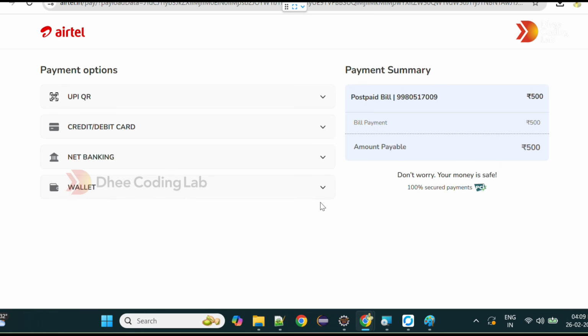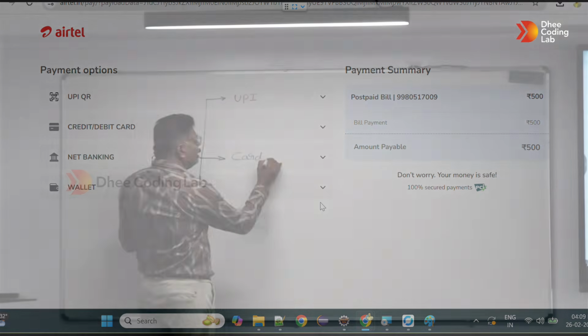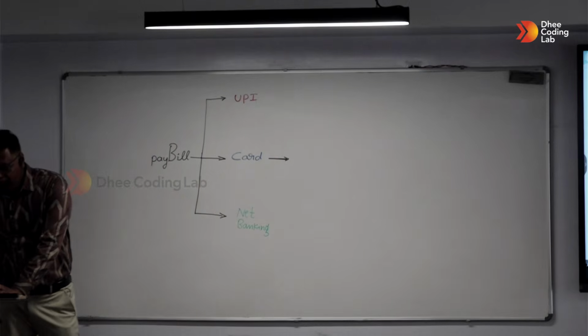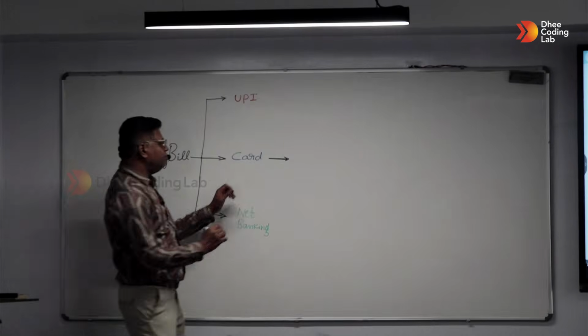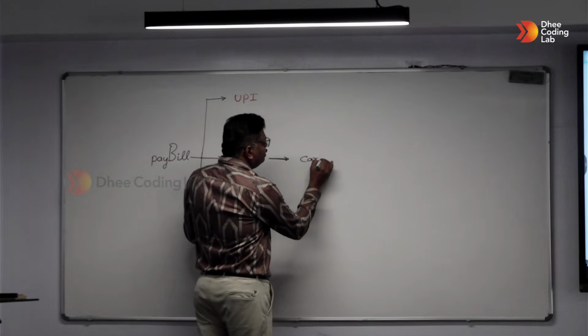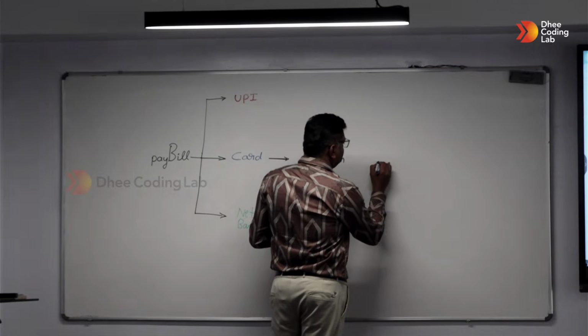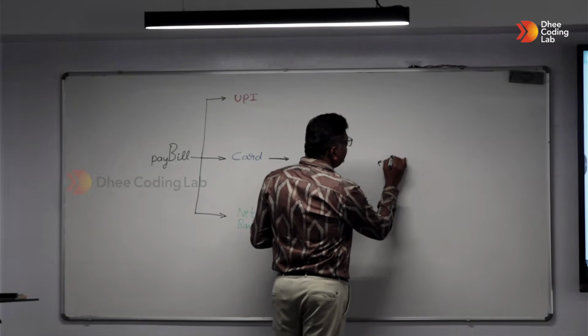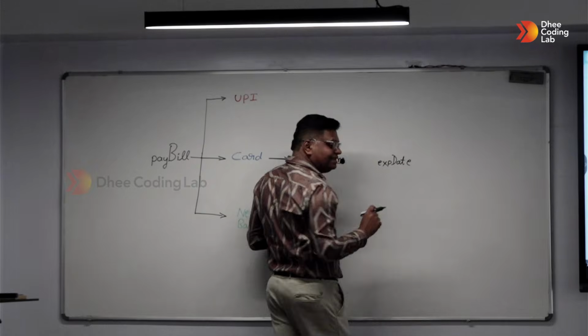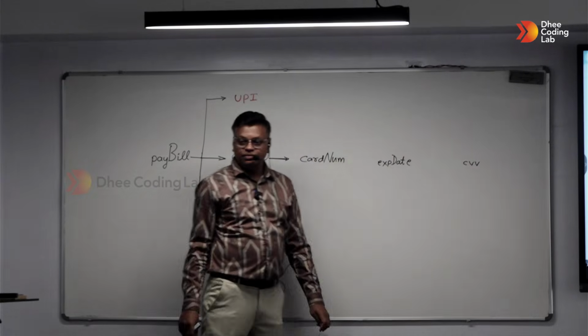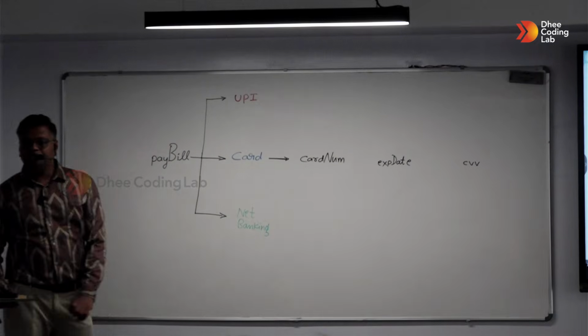If you want to pay the bill by using the card, what information that you have to give? Right? So if it is a card, you have to give the inputs as card number, then expiry date, nothing but validity, then the 3-digit CVV. Are you clear? Observe here.